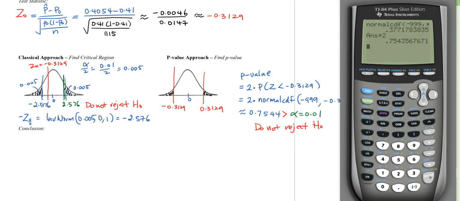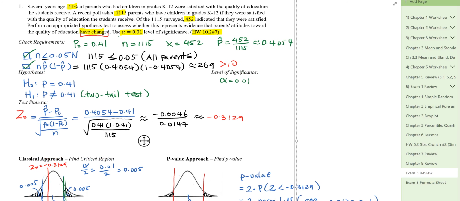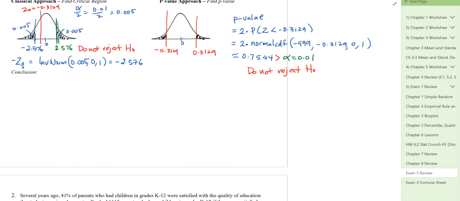Now let's learn how to write the conclusion. We do not reject H0. Let's review what our hypothesis is. Okay, let's go up to the hypothesis. We have 2 hypotheses here. So when I don't reject the H0, meaning that p is still equal to 0.41. So 41% is still the same. I'm not rejecting that. All right? And so let's write the conclusion. To write a conclusion, I can say there is not enough information, not enough evidence to support the claim H1 that the parents' attitude toward quality education has changed.